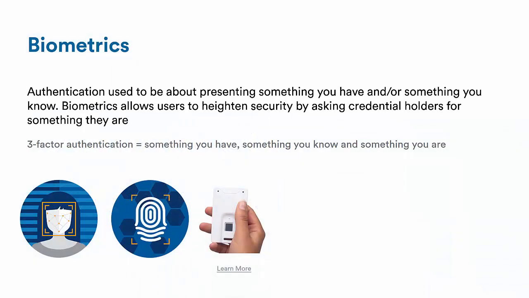Now, traditionally, authentication used to be about presenting something you know or something you have. Biometrics allows your customers to heighten security by asking credential holders for something they are. Something you are can include your thumbprint, your facial composition, or your iris. Note that the image in the middle of the screen is a biometric swipe card. Upon presentation of the credential holder's thumbprint, it will broadcast the credential when presented to the reader. So the thumbprint essentially activates the credential.